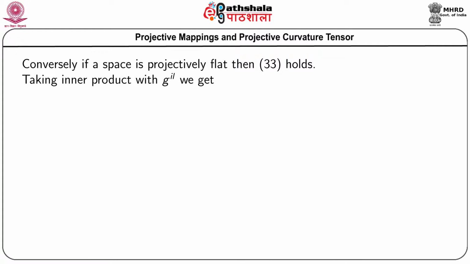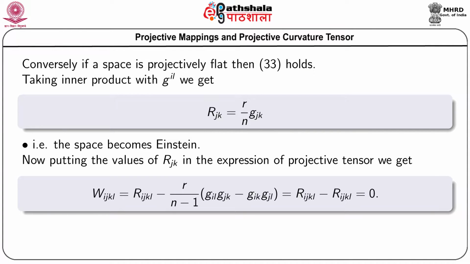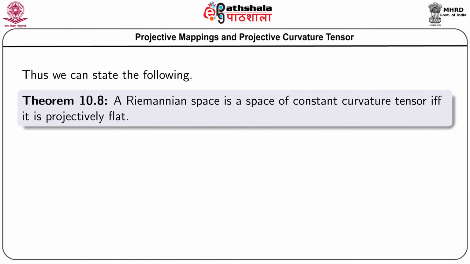Now, conversely, if a space is of constant curvature, then 33 holds, and taking the inner product with g^{il} we get this expression: R_{jk} equals R by n g_{jk}, that is, the space becomes Einstein. Now, putting the values of R_{jk} in the expression of the projective tensor, we get W_{ijkl} equals 0. That means it is also projectively flat. So, we can state that a Riemannian space is a space of constant curvature if and only if it is projectively flat.